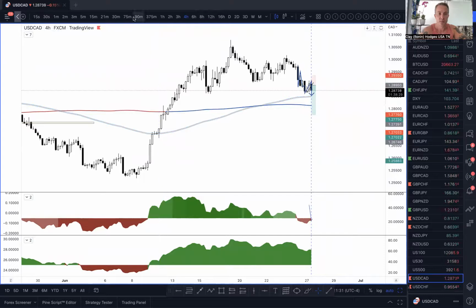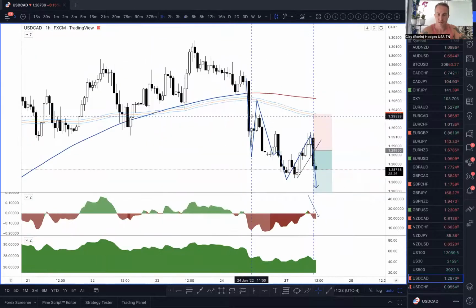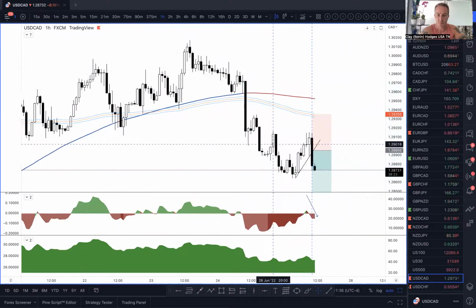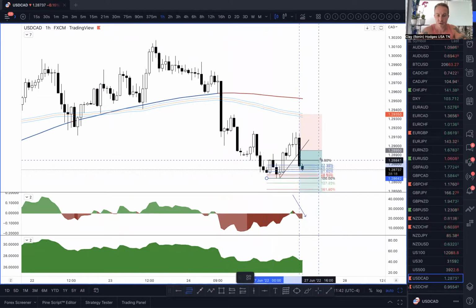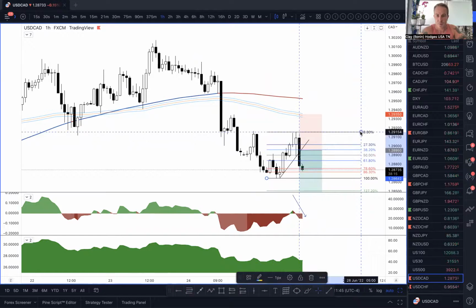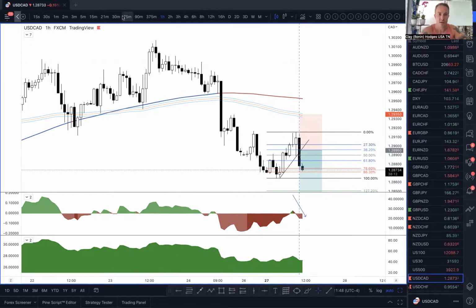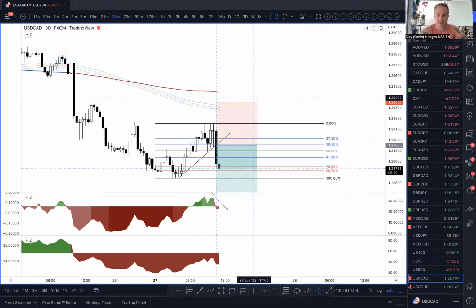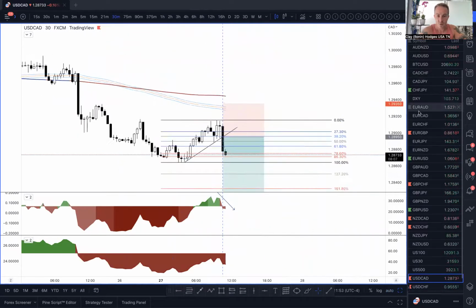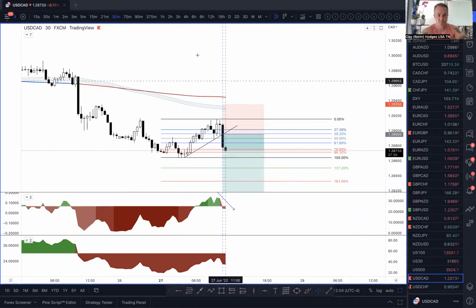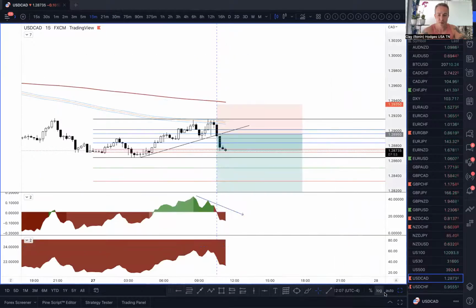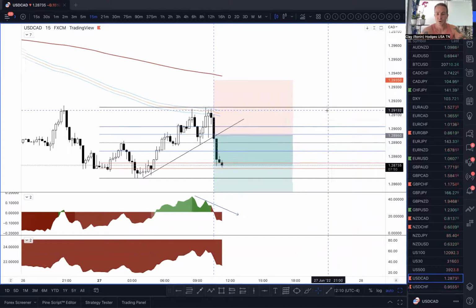What I like to do specifically, especially when you see these first initial moves, is map my targets out with Fibonacci. So we'll go from the low to the high here, and my more immediate targets are going to be the 127% extension and the 161.8 extension. That would put us at 128.50, which is pretty close to where we're at, and 128.30, at least for the time being.